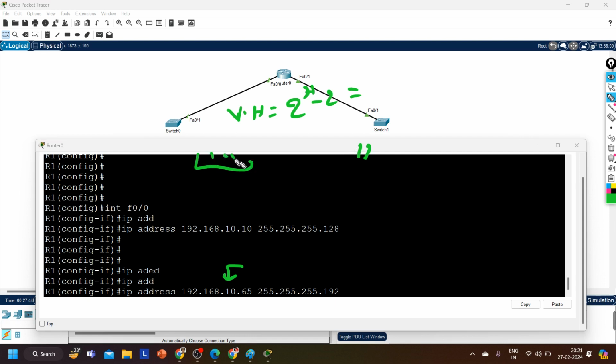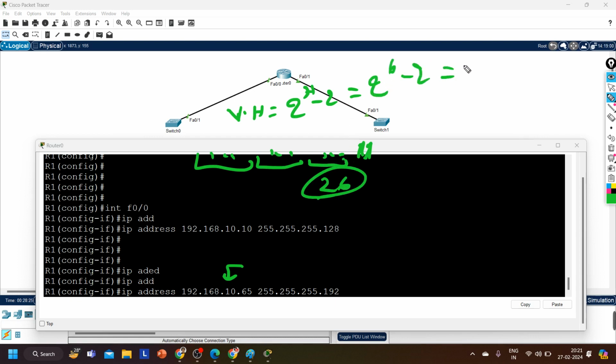In the first octet, all bits are 1. In the second octet, all bits are 1. In the third octet, all bits are 1 because of the class. This IP address belongs to class C, and you have converted 2 more host bits into network bits. So the total number of network bits is 26. Out of a 32-bit IP address, if 26 bits are network, how many host bits are there? 6 bits. So 2 to the power 6 minus 2.